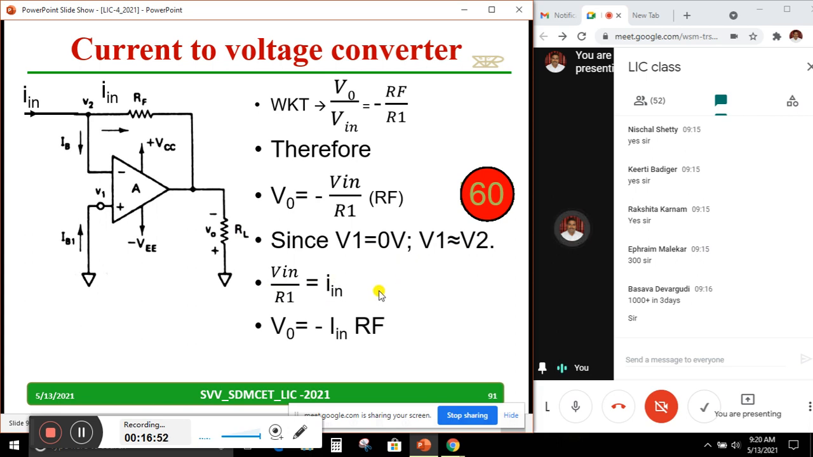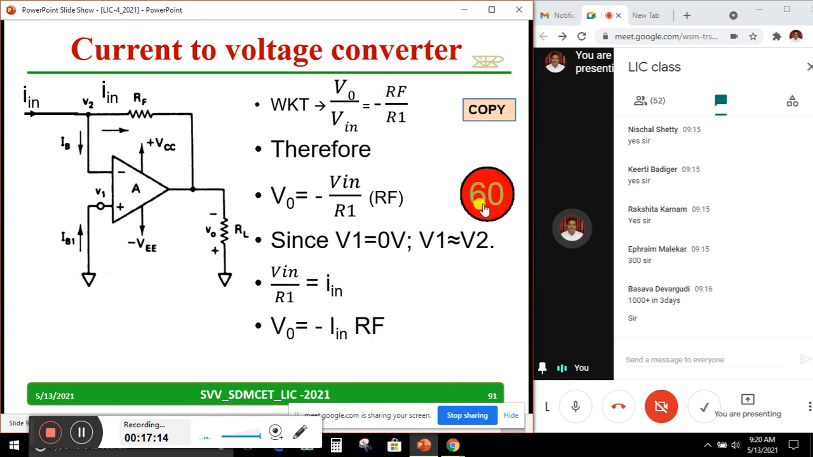What we want to say is, the output voltage is directly proportional to the current because Rf is constant. V0 is directly proportional to In. If In is increasing, V0 will also increase. If In reduces, V0 will also reduce because Rf is constant. So I can say it is a current to voltage converter.